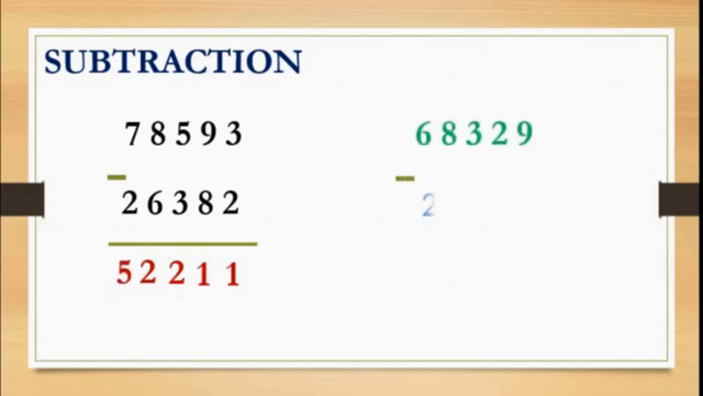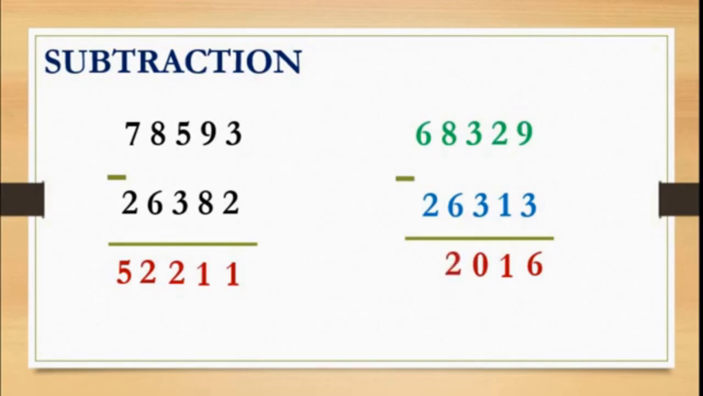Okay, one more sum we will try. Here again we will start from the units place. 9 minus 3 is 6. 2 minus 1 is 1. 3 minus 3, 0. 8 minus 6, 2. And 6 minus 2 is 4. Yes, you know this. I have taken this as a revision. Now we will move to the next sum.